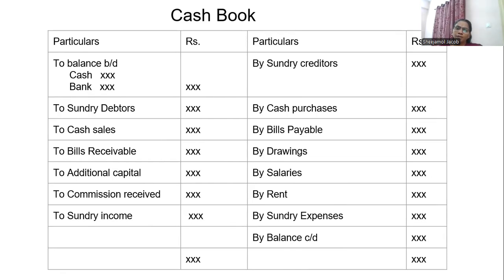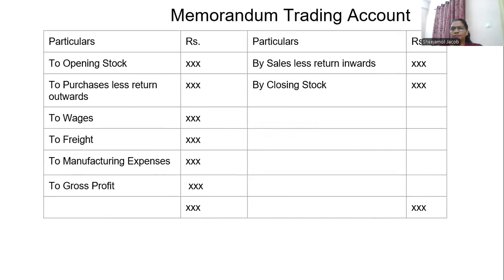And on the payment side, or the credit side, you have to record all the payments: by sundry creditors, that means the amount paid to sundry creditors, by cash purchases, by bills payable, then by drawings, if there is cash withdrawn by the proprietor, then by salaries, by rent, by sundry expenses, and the closing balance of cash. The next account to be prepared is memorandum trading account.